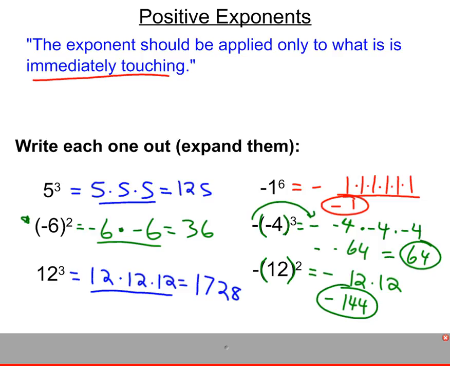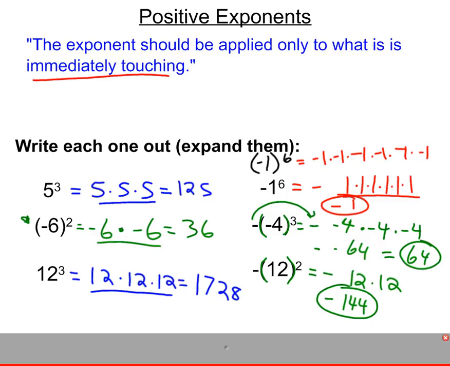And I can show you a different example where you'd have negative 1 in parentheses with the 6 applied to it. Now, you apply the exponent to the negative 1 because the exponent is touching the parentheses, and negative 1 is in the parentheses. So it's applied to everything in there. So this would be negative 1 times negative 1 times negative 1 times negative 1 times negative 1 times negative 1, which I believe is a positive 1 in the end. So again, they're totally different. One is a negative 1 and one is a positive 1.